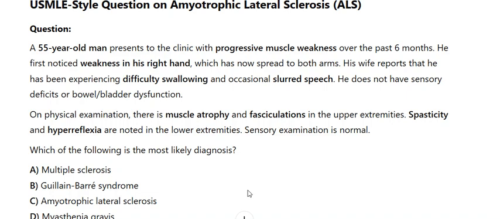He does not have sensory deficits or bowel or bladder dysfunction. On physical examination, there is muscle atrophy and fasciculations in the upper extremities. Spasticity and hyperreflexia are noted in the lower extremities. Sensory examination is normal. Which of the following is the most likely diagnosis?